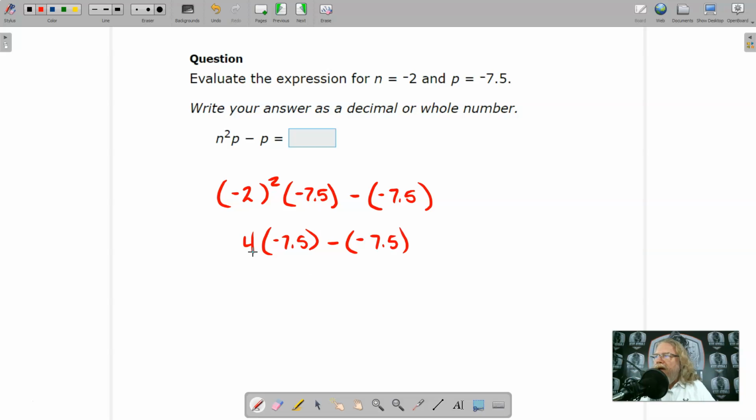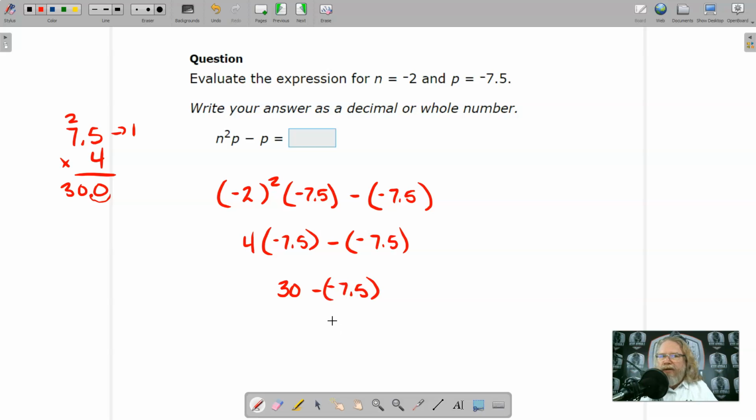Next, let's go ahead and multiply 4 times negative 7.5. I'm just going to write 7.5 times 4. 4 times 5 is 20. Carry the 2. 4 times 7 is 28, plus 2 more is 30. I have one number after the decimal place, so let's move that decimal over one spot, and that's going to give us a value of 30. Let's bring down our minus negative 7.5. Be sure to leave that parenthesis there.